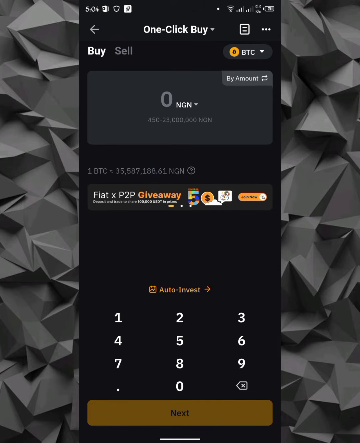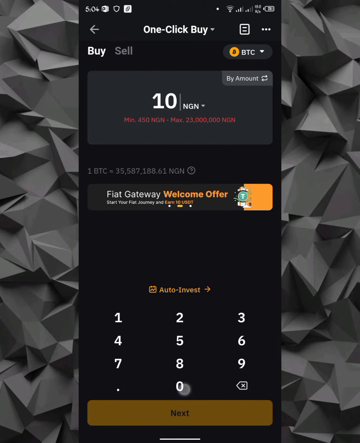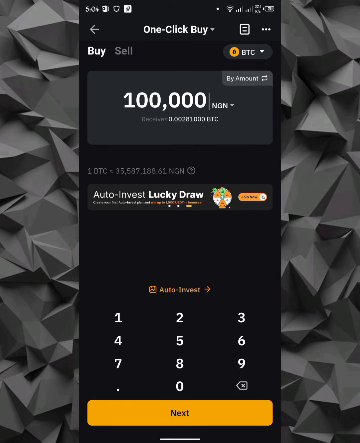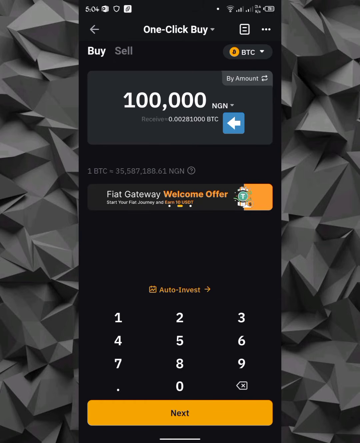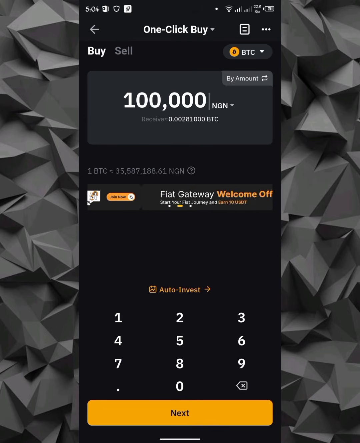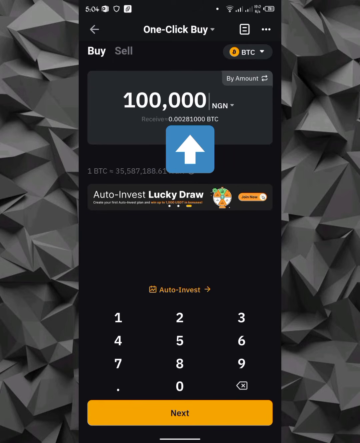So we're going to be using some amount to explain this process, and we're going to be using about 100,000 Naira to do this. If we are to get 100,000 Naira worth of Bitcoin, this is how much we're going to be getting: 0.00281 BTC. So I want you guys to please jot this down somewhere, because we're going to be referring to this later to explain this arbitrage process. So we're getting 0.00281 BTC.